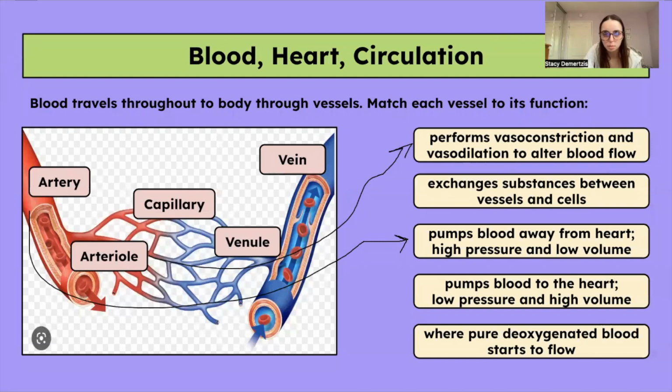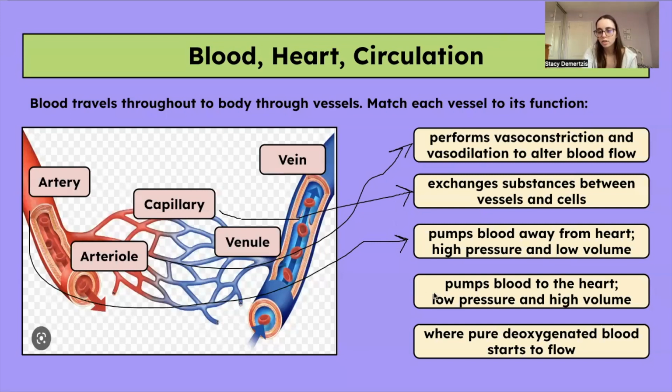I keep losing my mouse. Okay, so which vessel exchanges substances between the vessels and the cells? Capillaries, yep. All right, capillaries. They exchange substances between the vessels and the cells, and this is where the gas exchange is occurring. And then which vessel pumps blood to the heart?